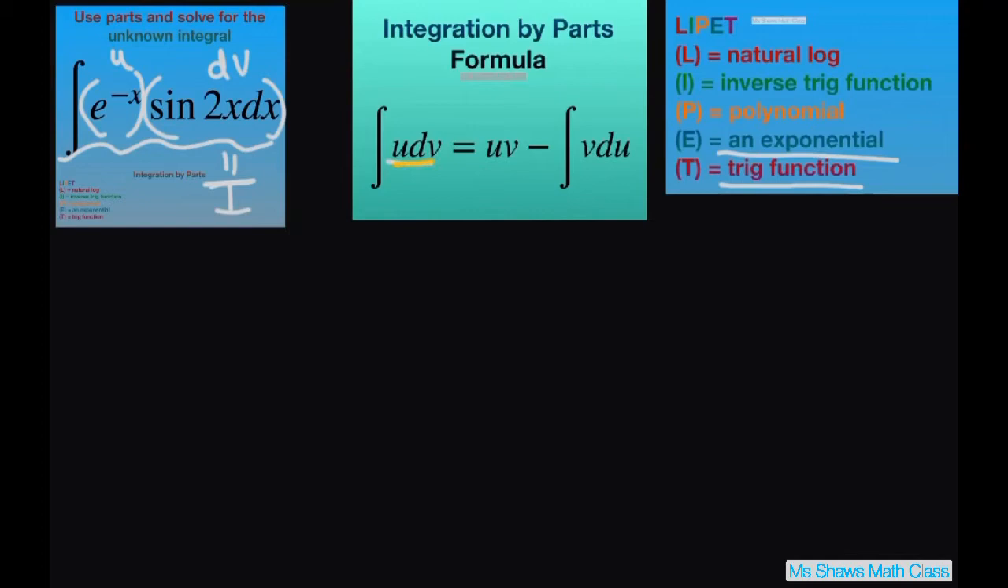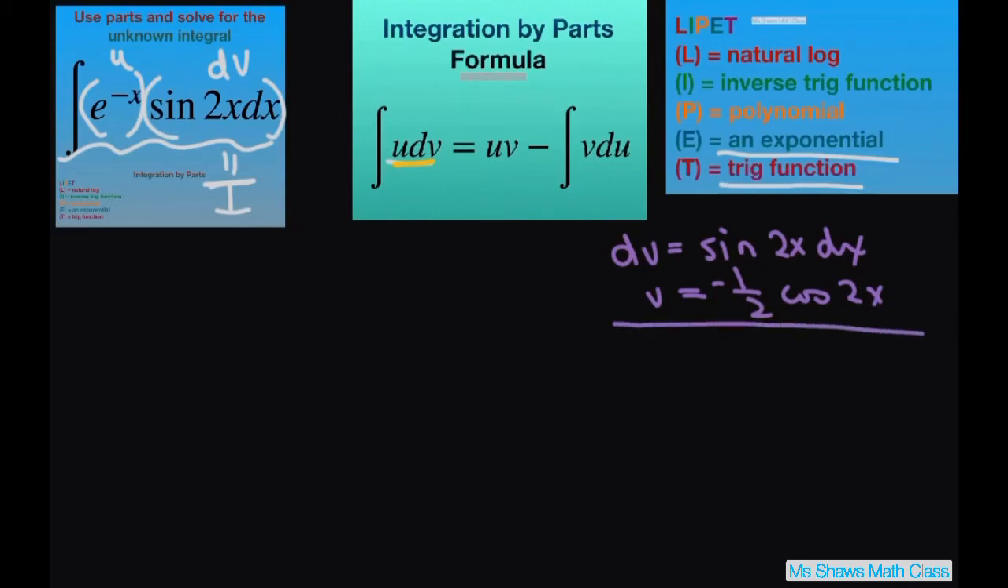So let's find our u and du. Let's do dv first, and there's a reason why. dv is going to be sine 2x dx. Therefore, when you take the antiderivative of that, you're going to get negative 1/2 cosine 2x. Now, let's look at our u. Our u equals e to the negative x, so du equals negative e to the negative x dx.